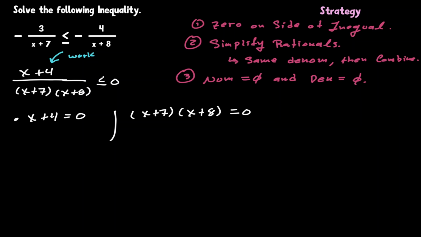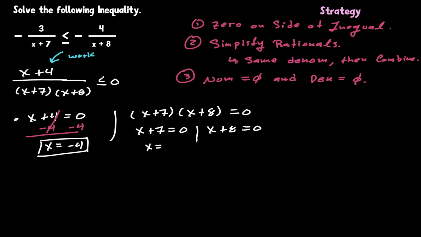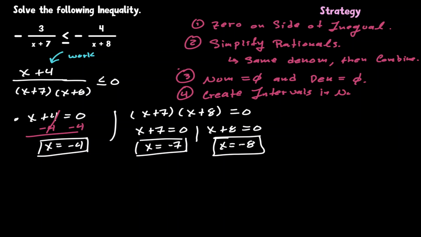And now let's solve each equation individually. On the expression on the numerator, let's take away 4. And now we got a solution that will make the numerator equal to 0. That is negative 4. And for the denominator, let's set each factor equal to 0. So we're going to get the solutions x equals negative 7 and x equals negative 8. So now we have just found some values which are not the solutions, but we're going to use them to find the solutions. Because the next step is to use these values and create intervals on the number line.